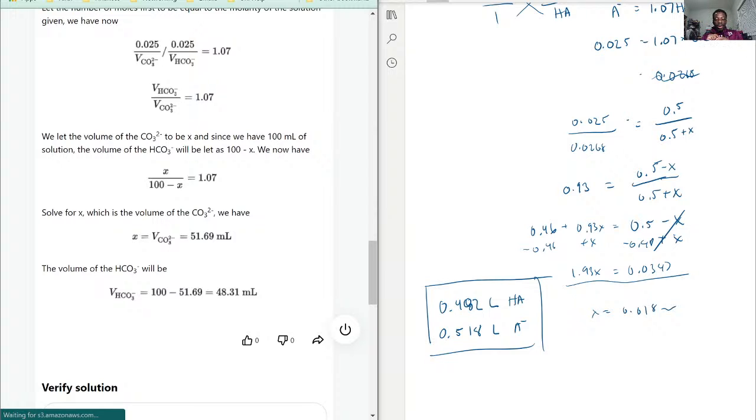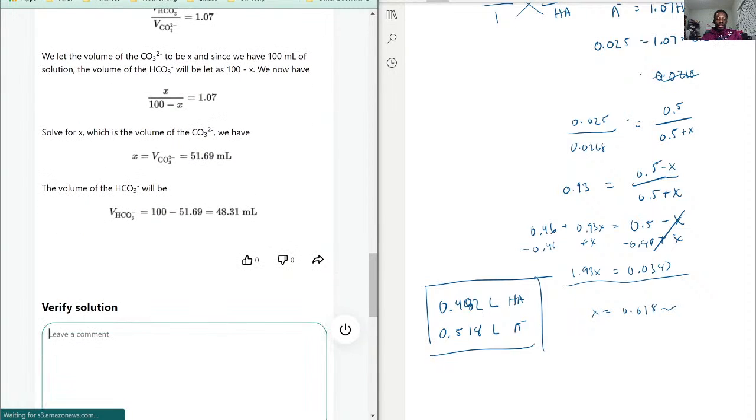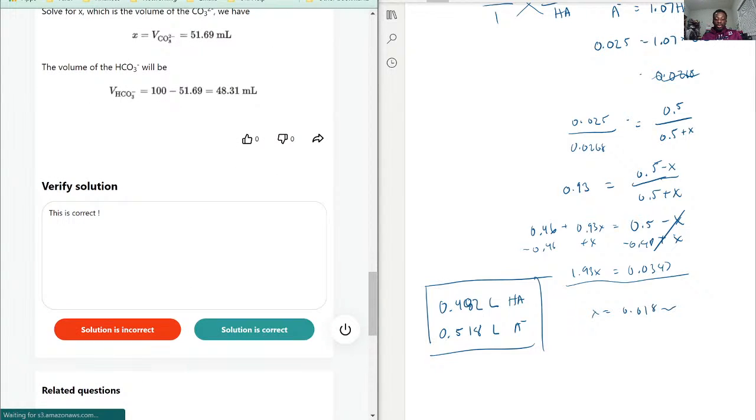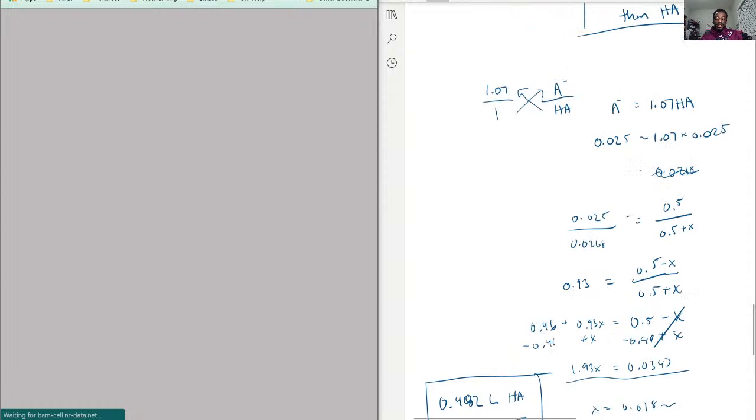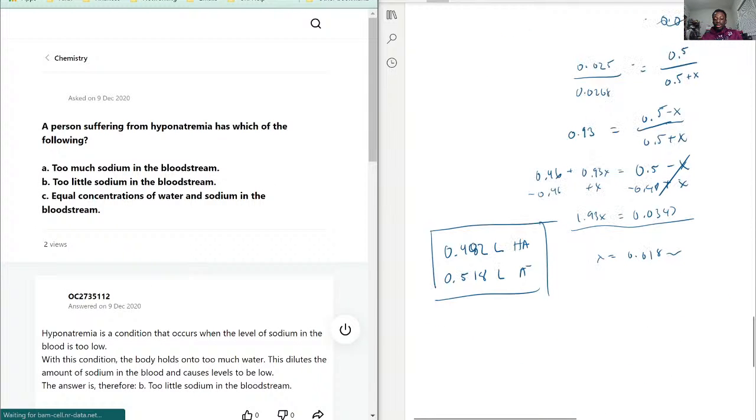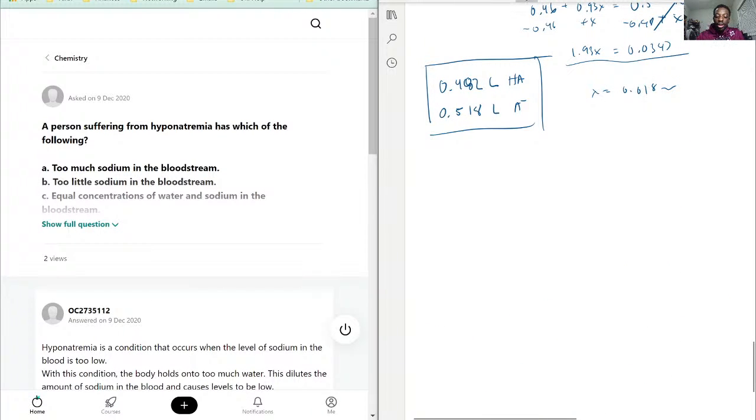I got 0.518, which is similar to their 51.69, and they got 48.31 mL, which is close to our 0.482 liters. So this is correct. The important thing is that the last part of what they did was, in a sense, assume that they had 100 mL, while I assumed that there was 1 liter.